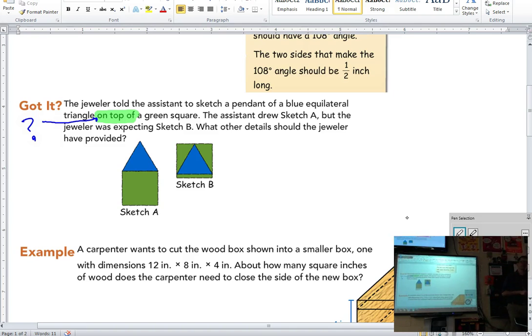On your paper, write what you would say to clarify these directions. How would you tweak or change or re-describe the situation so that you know whether you're trying to get sketch A or sketch B? Right now, we don't know which one's right. It says that the jeweler was actually expecting sketch B. So if the jeweler wanted sketch B, how do we change this to make that right or correct? What descriptions would we actually want to say? What other information?